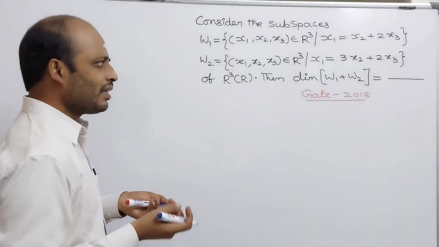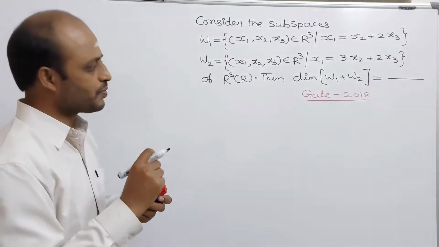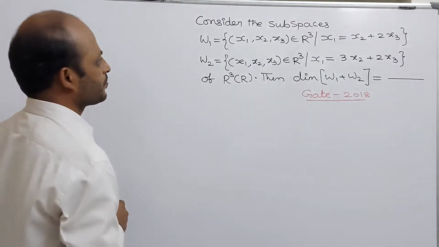We know that the sum of two subspaces is again a subspace. That's why you can find the dimension of W1 plus W2.